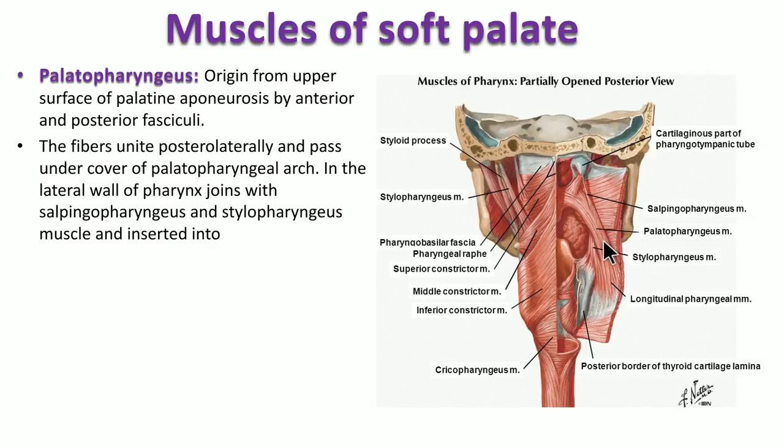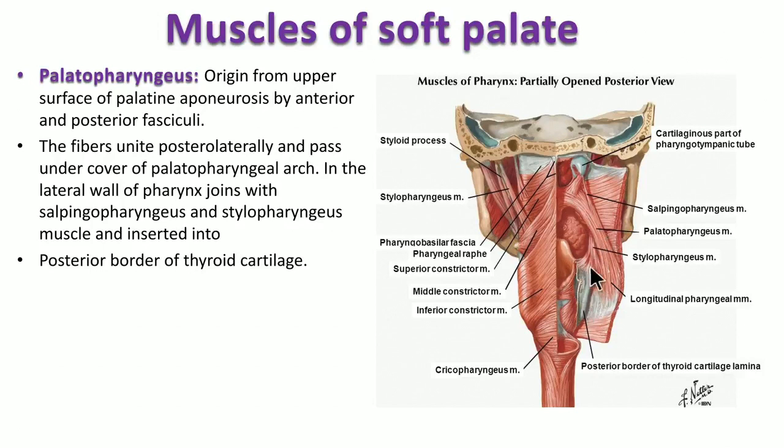And the fibers join with two other muscles, mainly from the auditory tube one fiber, that is the Salpingopharyngeus muscle, and from the styloid process you will get one more muscle which enters into the pharynx, that is the Stylopharyngeus muscle. So the fibers unite, Salpingopharyngeus, Palatopharyngeus and Stylopharyngeus, and finally they get inserted into the posterior border of the lamina of the thyroid cartilage.